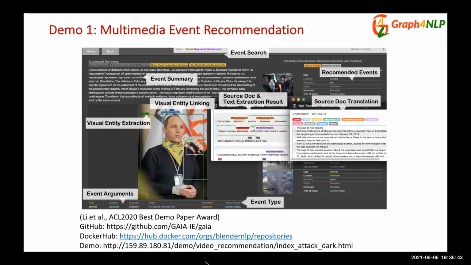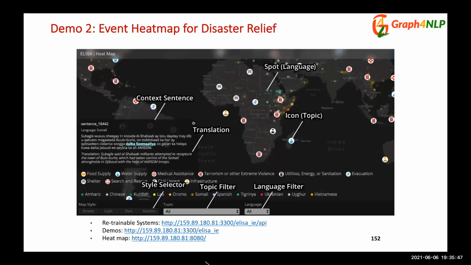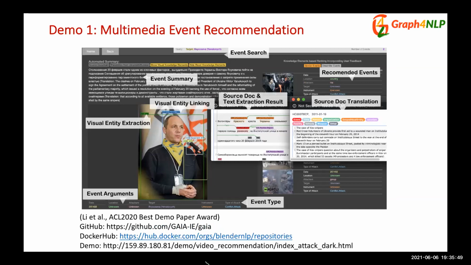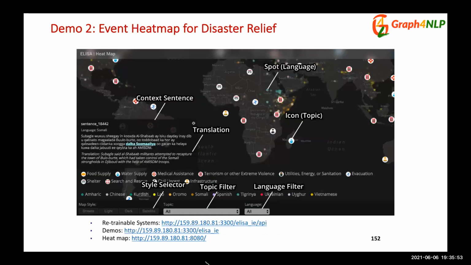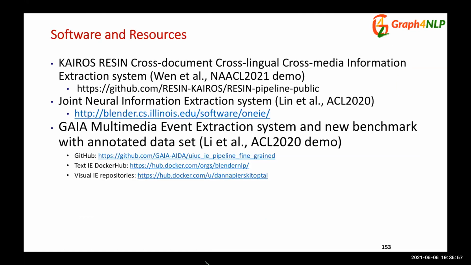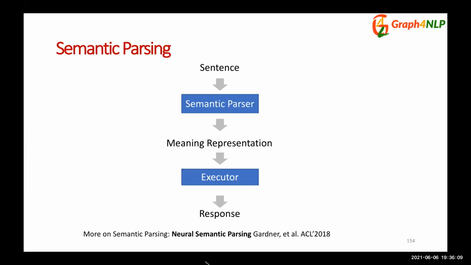I don't think I have time to show the demos, but we'll share slides. You can play with these. We have some demos showing the constructed graph for event recommendation, or showing them on a heat map so that we can do better resource allocation. And most of these systems, all of them actually, are available as source code and Docker containers. So you can feel free to play with them. With that, I would like to hand over to you again. Thanks.